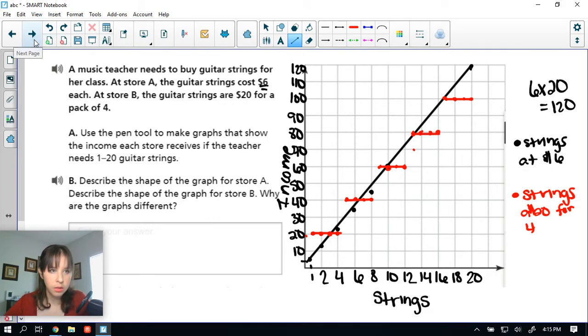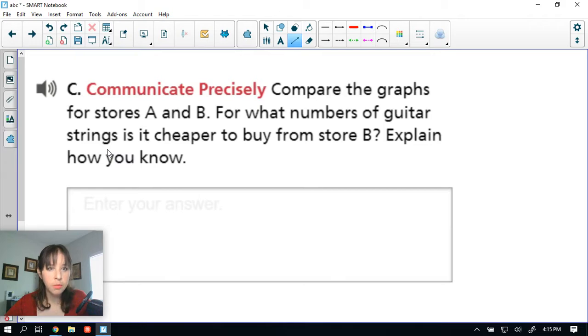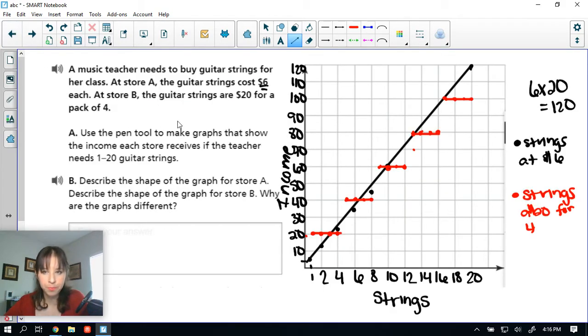All right. So part C, communicate precisely. Compare the graphs for store A and B. For what numbers of guitar strings is it cheaper to buy from store B? Explain how you know. So this is really, really good. So at what point does it start becoming cheaper to buy guitar strings from store B?